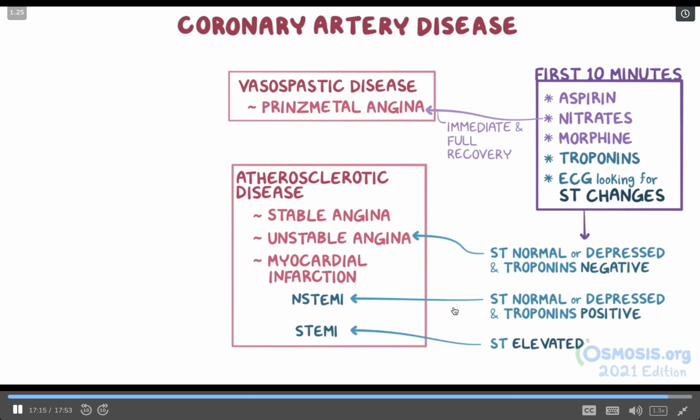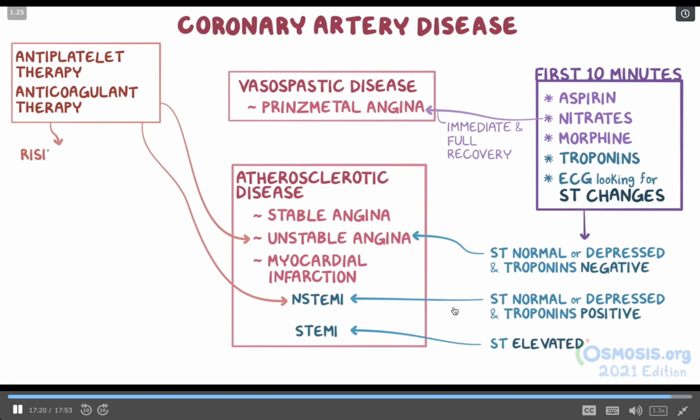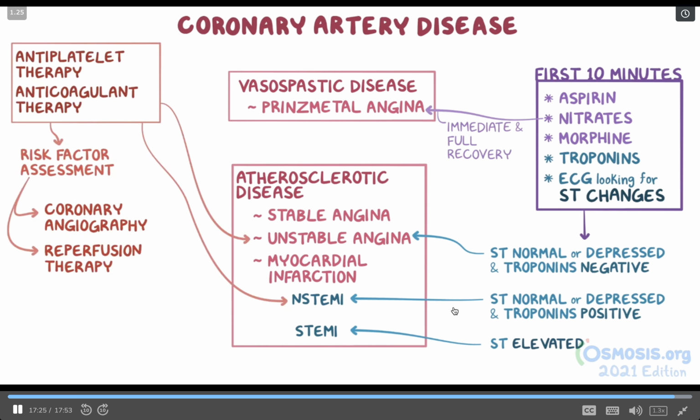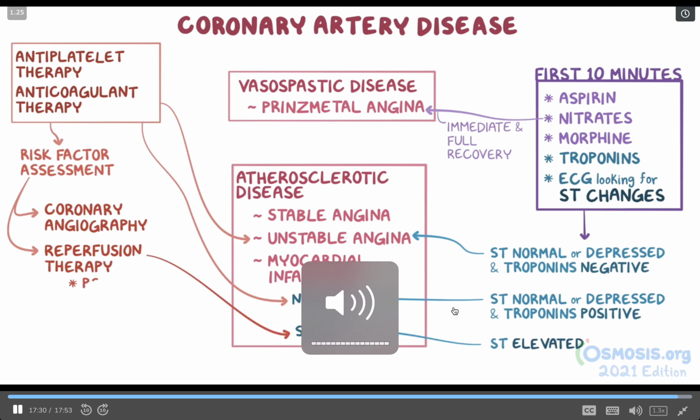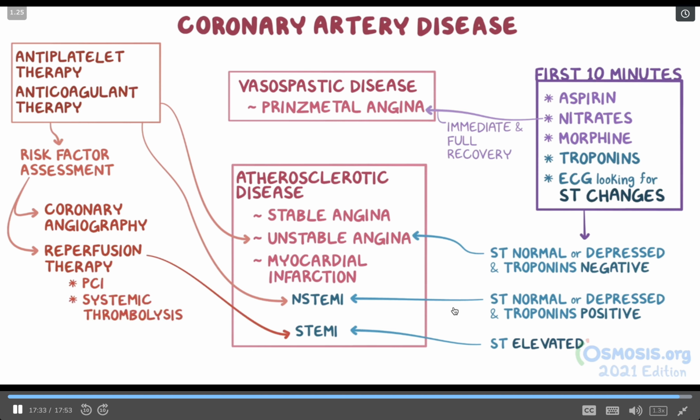Unstable angina and NSTEMI are managed with a combination of antiplatelet and anticoagulation therapies, and a risk factor assessment is done to decide if they need immediate coronary angiography and reperfusion therapy. STEMI is managed with emergency reperfusion therapy, either with PCI or systemic thrombolysis. And after reperfusion therapy, patients are given a combination of antiplatelet and anticoagulation therapies.